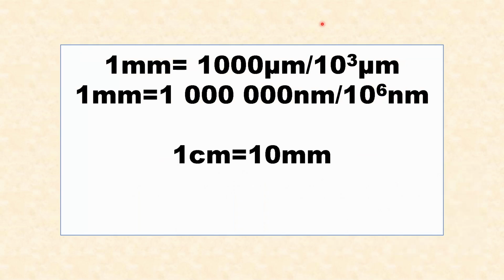Before diving into these calculations, it's important to understand some basic unit conversions. For instance, did you know that 1 millimeter is equal to 1000 micrometers, and it's equal to 1 million nanometers, plus 1 centimeter is equal to 10 millimeters. Keeping these conversions in mind will really help as we move forward.